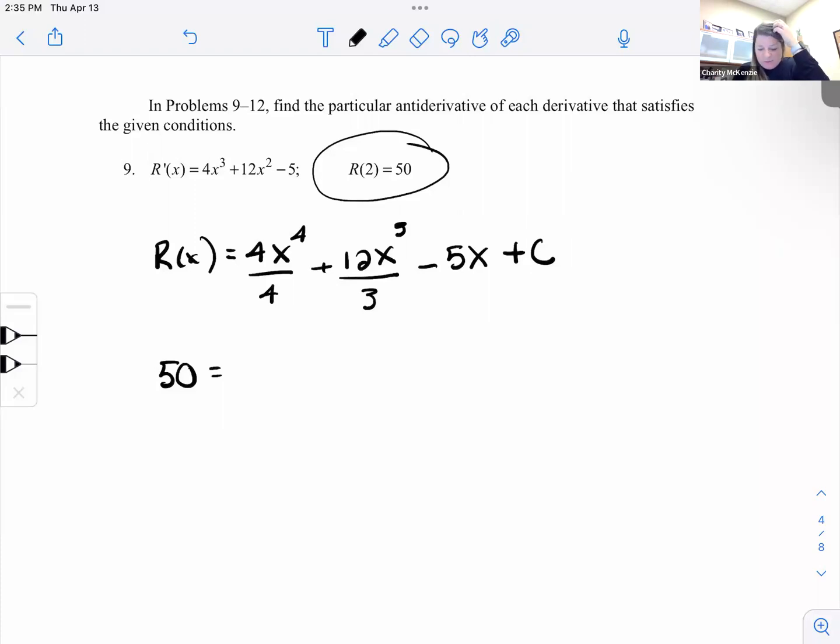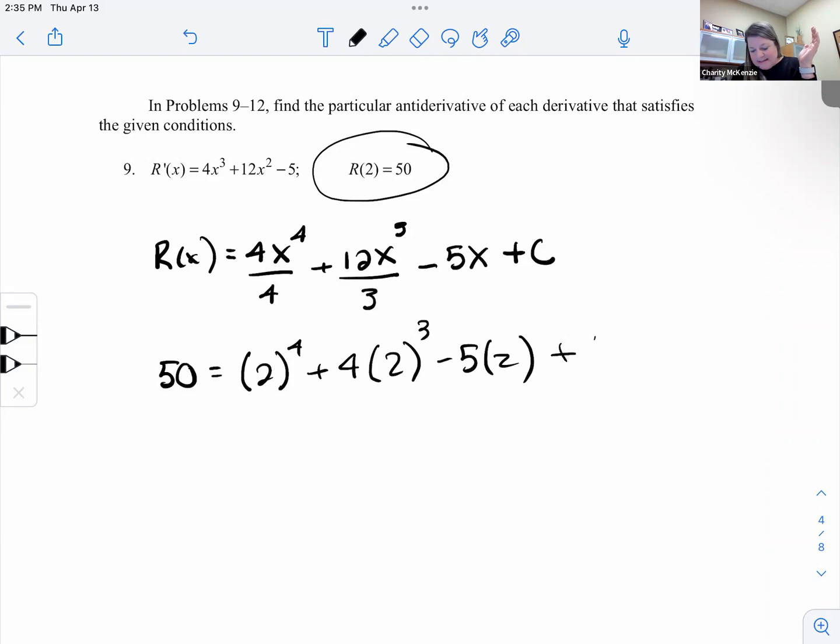The 4's cancel, right? So this is going to be 2 to the 4th plus 12 divided by 4, and then that's going to be 2 to the 3rd minus 5 times the 2 plus C. So I can calculate all this stuff out, equal to the 50. Okay, I've got to use a calculator.